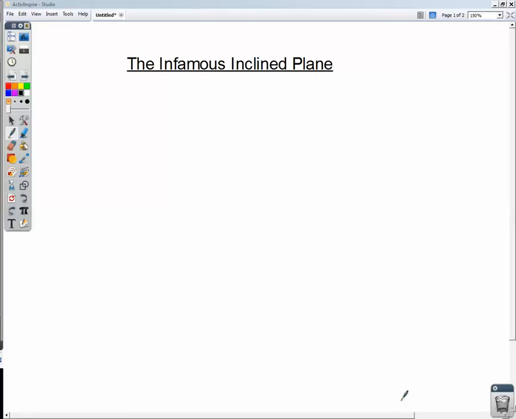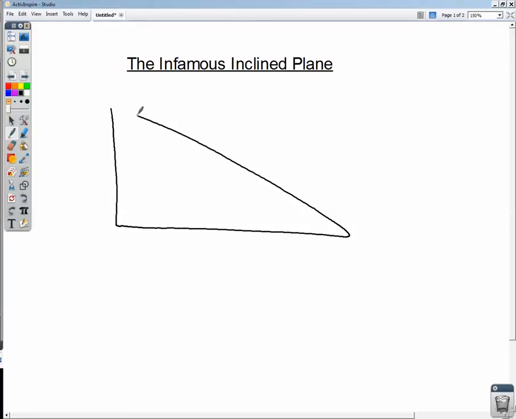Hello, welcome. In this lecture we look at another famous set of problems for using Newton's laws of motion to solve. This would be the infamous inclined plane. And an inclined plane is just a big wedge, so let's draw one in here. So we've got a big wedge here, and it is inclined at some angle theta with the horizontal.